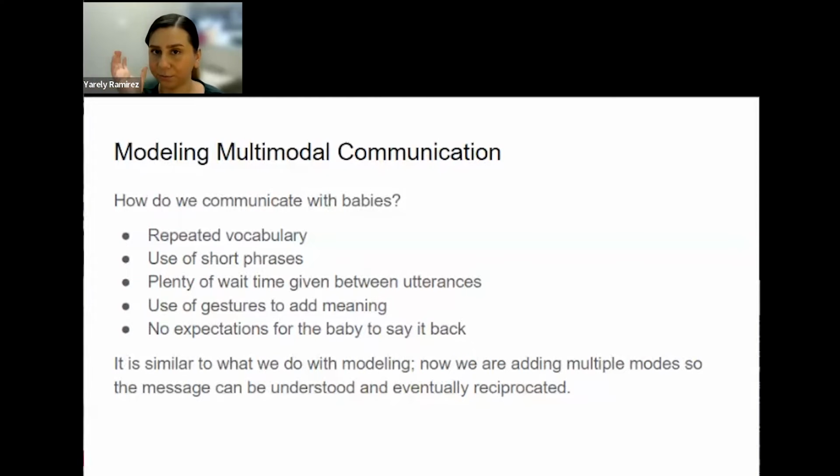Do you want to throw? Throw ball. We don't typically expect the baby to even say it back. We're just teaching the word and the meaning behind it. So similar to multimodal communication and modeling, we're doing the same thing. We're modeling how to use spoken language, but now we're adding either signs or gestures or icons. It's just so the message can be understood and eventually reciprocated.